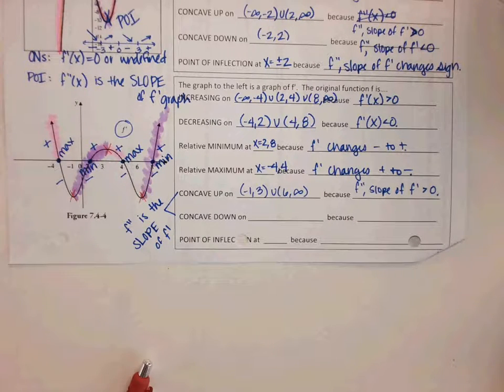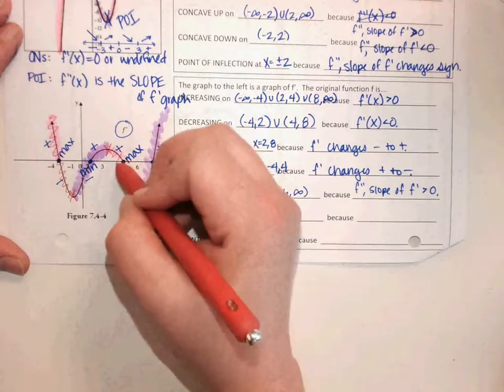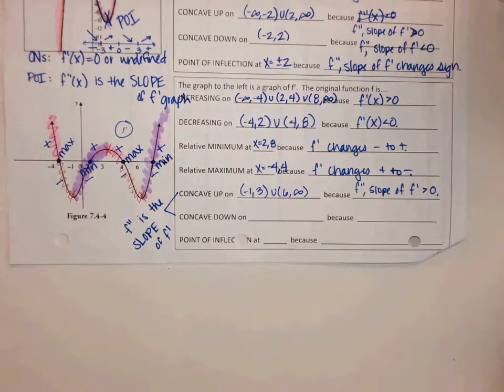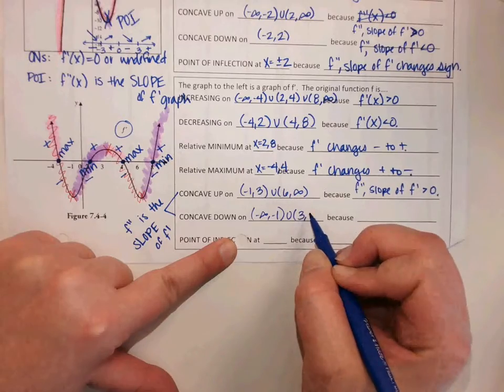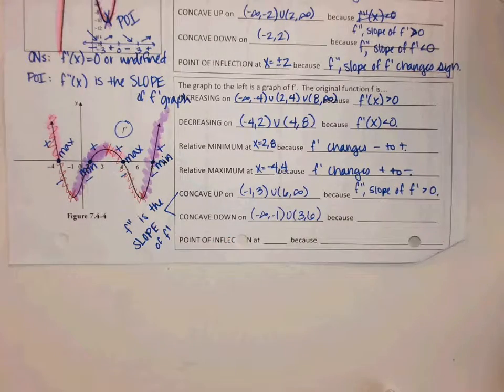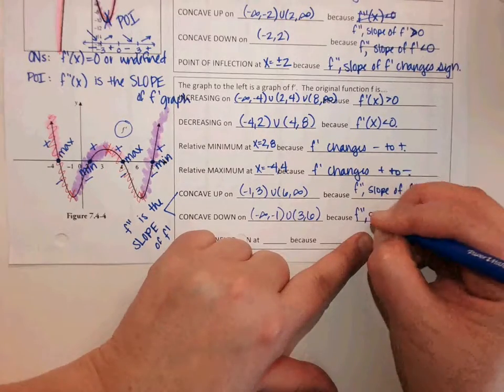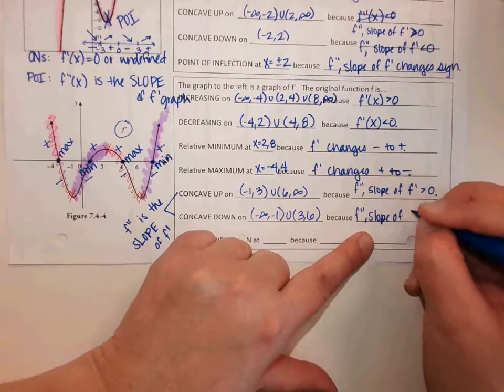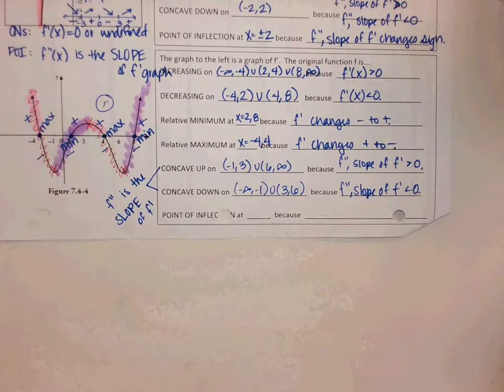me concavity. Where will it be concave down? Negative infinity to -1 and 3 to 6. Very good. Negative infinity to -1, union 3 till 6, because f double prime, the slope of f prime, is less than 0. Okay, one more left.